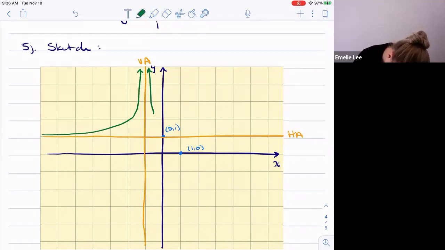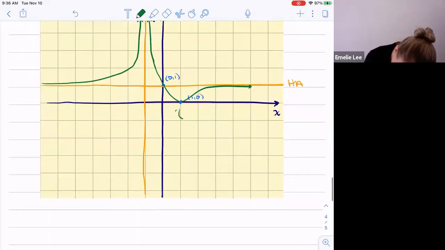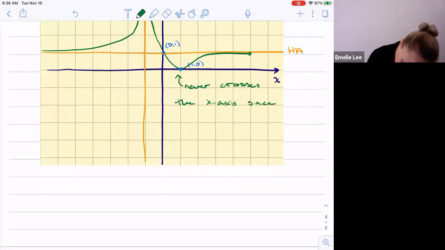So here, now, you can go like this, and then it's going to approach like that. Never crosses the x-axis since it is multiplicity 2.